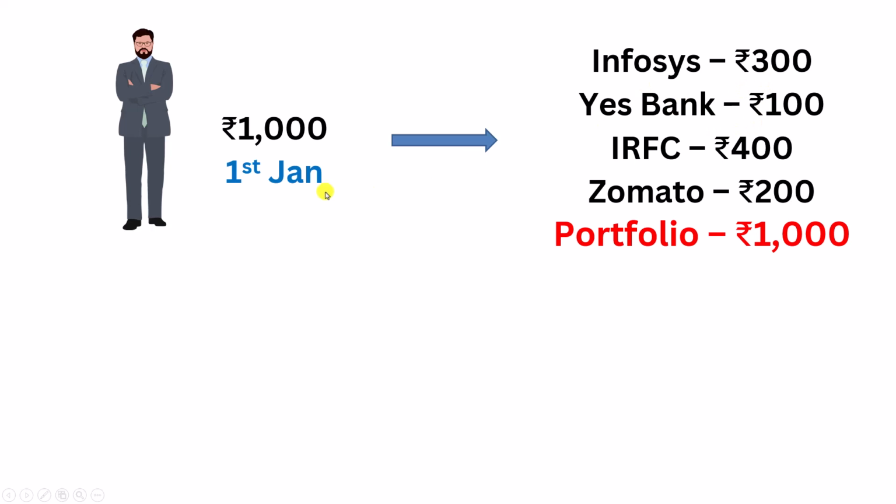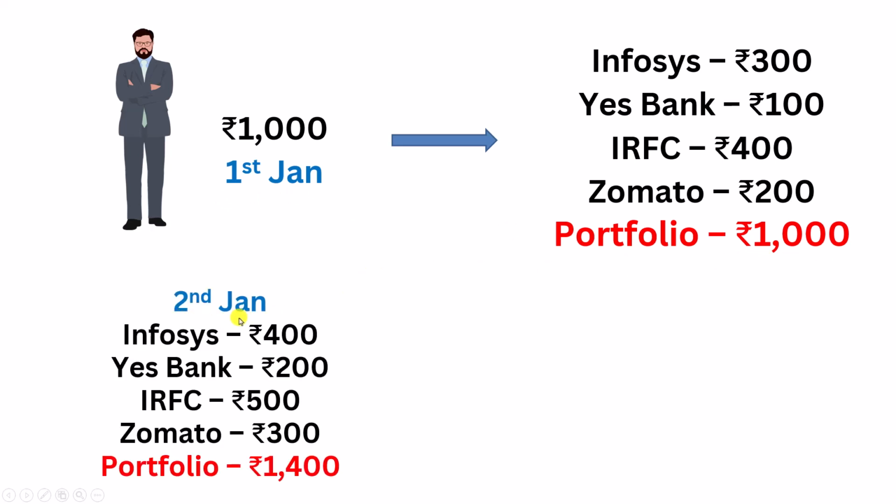So on January 1st, your portfolio would be 1000 rupees. How? 300 plus 100 plus 400 plus 200 is 1000 rupees. This is what you have invested. All these figures are dummy figures. I have taken small numbers so that the math will be simple. As of 1st Jan, this is your portfolio. Let us say that on 2nd Jan, this becomes your portfolio.